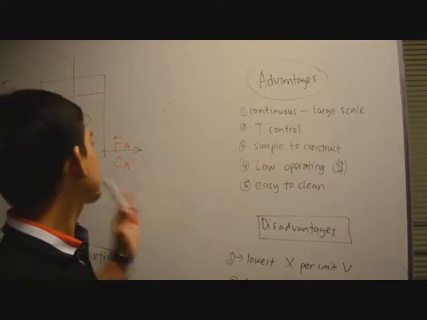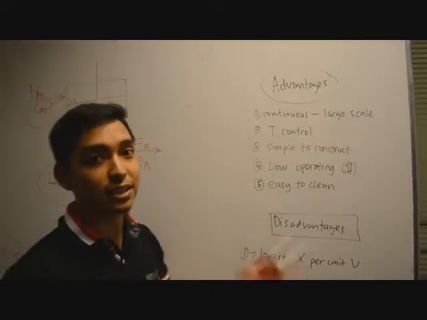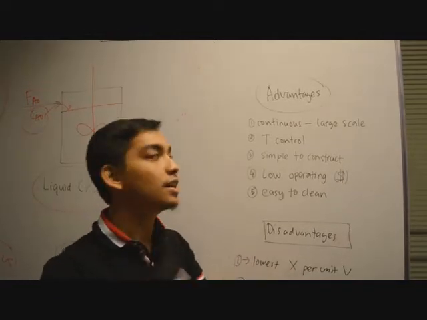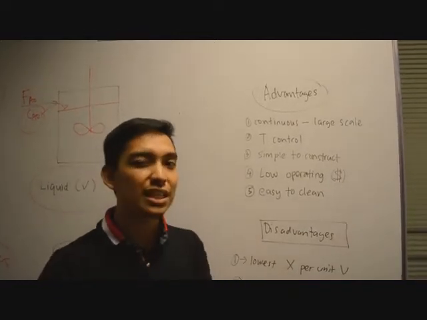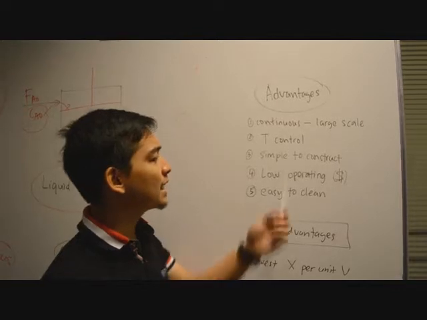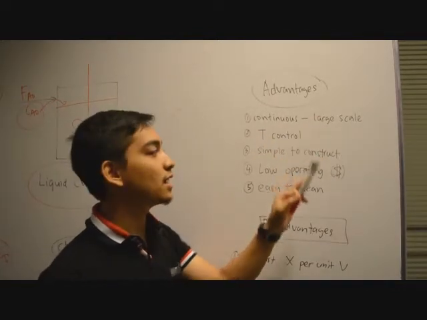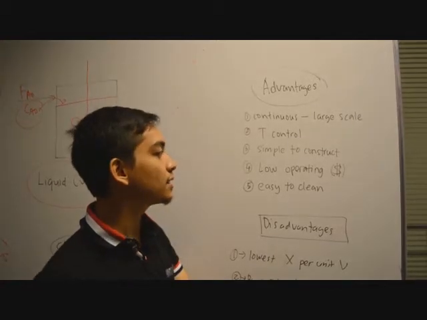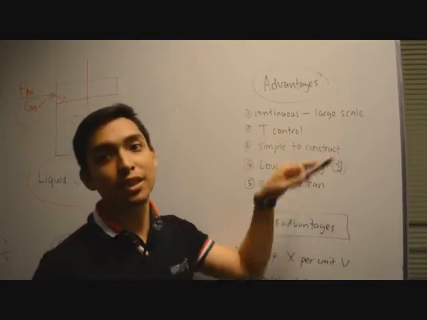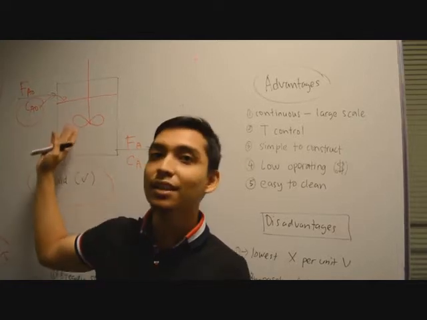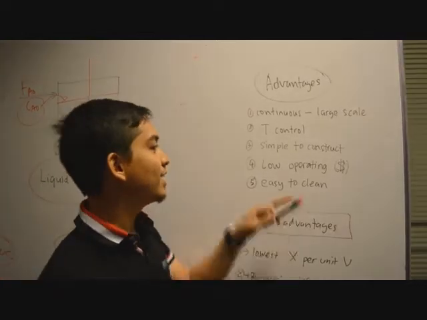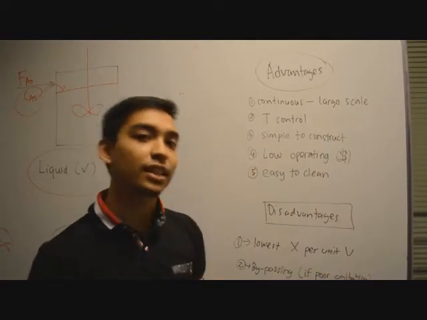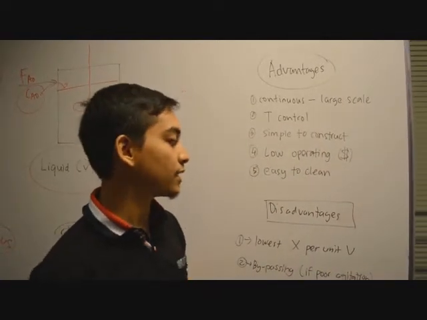So first of all, as it is a continuous reactor, we can produce on a large scale because we have a continuous reaction going on, as compared to a batch reactor, which is usually done on small scales. Second is temperature control. CSTRs are way easier to manage the temperature of as compared to other types of reactors. It is also very simple to construct. As you can see, there's only a tank and an impeller, flow in and flow out. Number 4, low operating cost. And last but not least, it is very easy to clean as compared to other types of reactors.